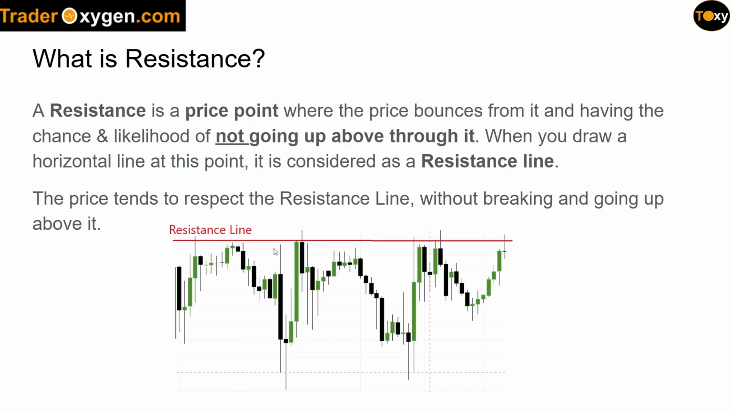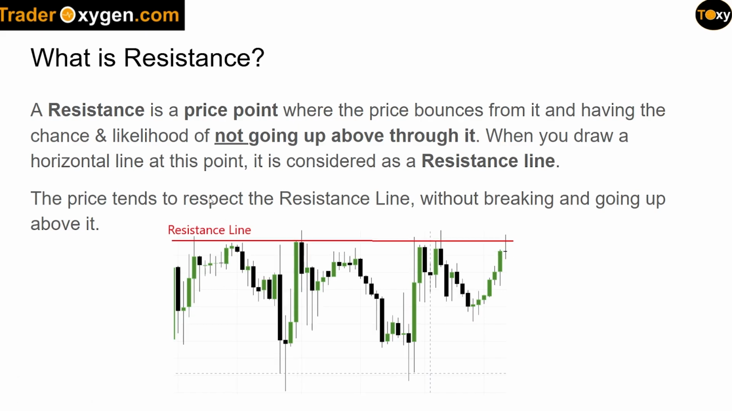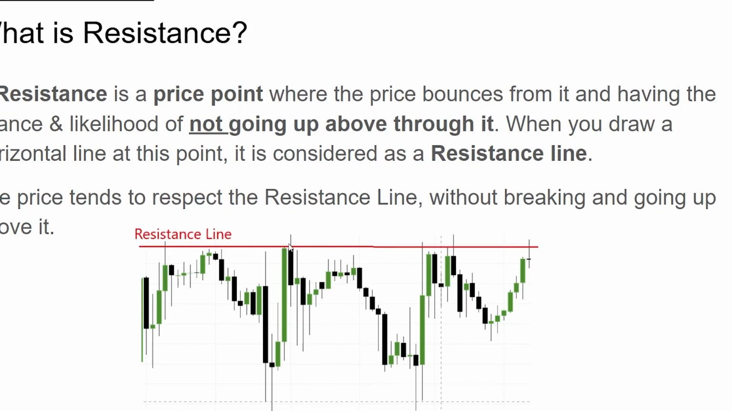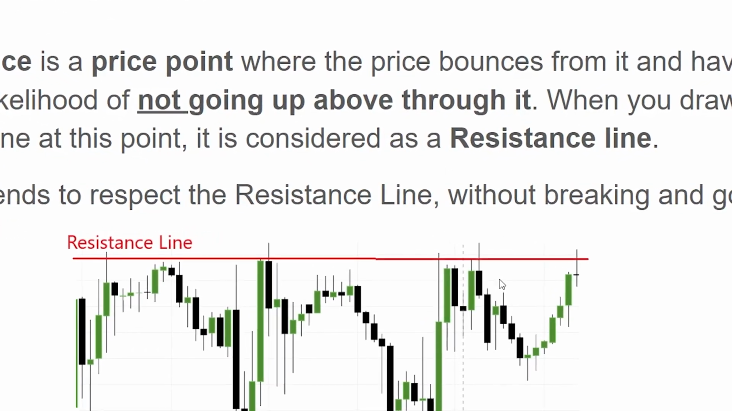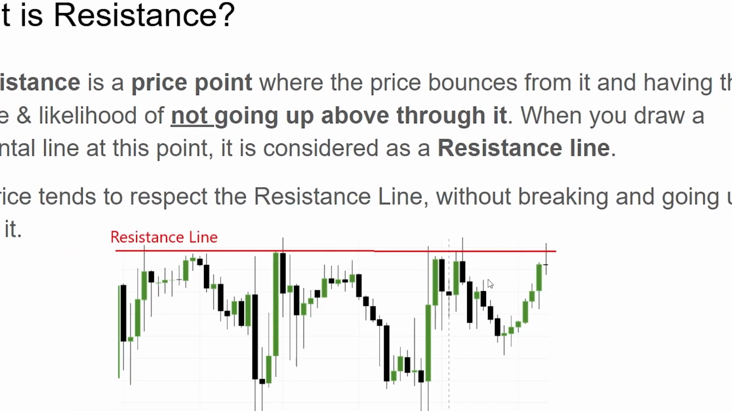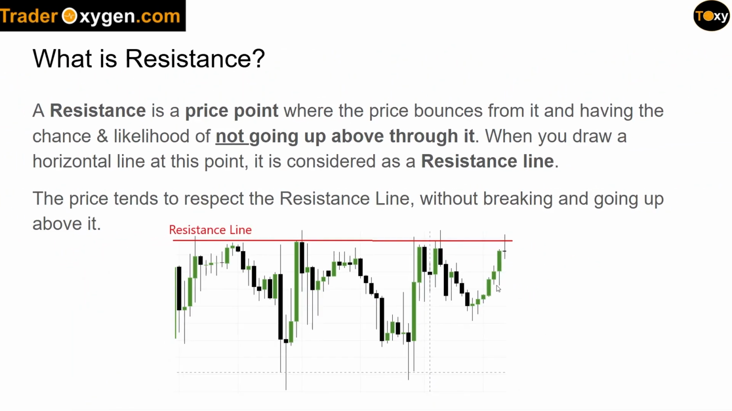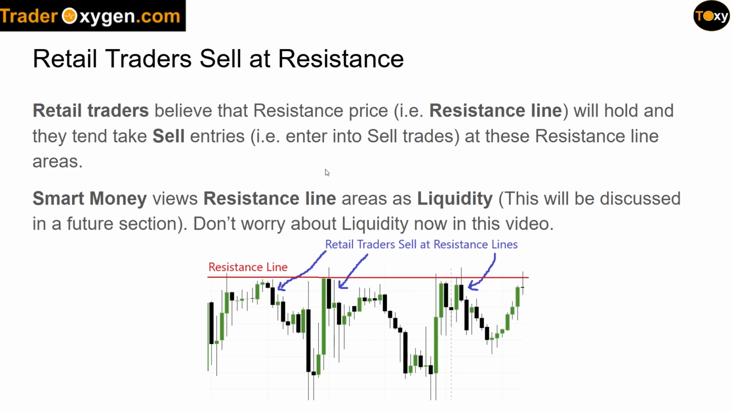A resistance is a price point where the price bounces from it and has the likelihood of not going up and above it. The price tends to respect the resistance line. As you can see, the price tends to respect it, meaning it's not going above and beyond it. Okay, so then retail traders will sell at resistance. The retail traders believe the resistance will hold and they take sell entries at these points where the price is bouncing.